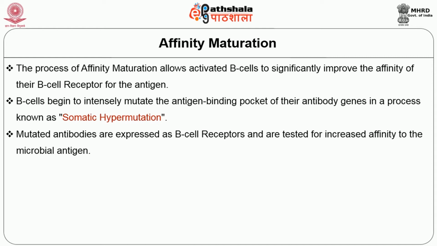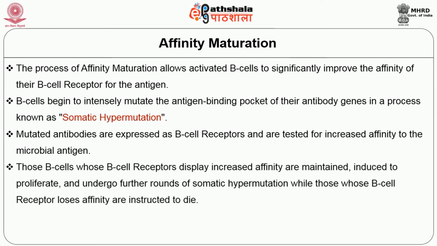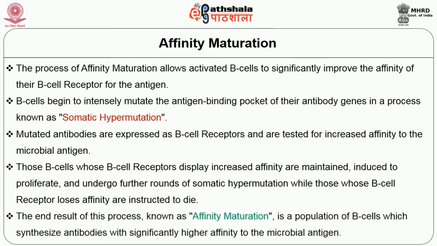the microbial antigen. Those B cells whose B cell receptor displays increasing affinity are maintained, induced to proliferate and undergo a further round of somatic hypermutation, while those B cell receptors that lose affinity are instructed to die. The end result of this process is known as affinity maturation. It is a population of B cells which synthesizes antibody with a significantly higher affinity to the microbial antigen.